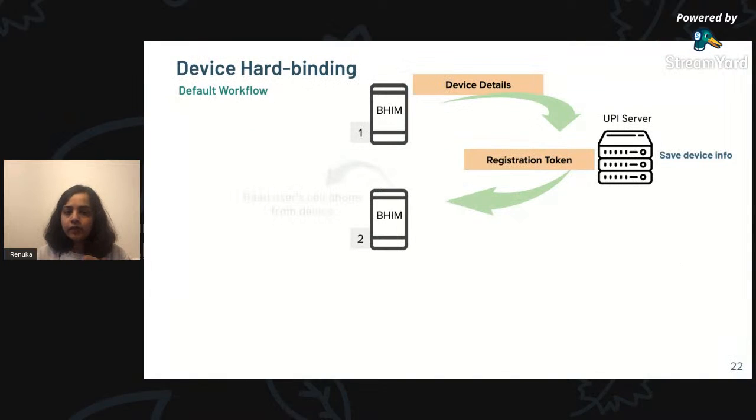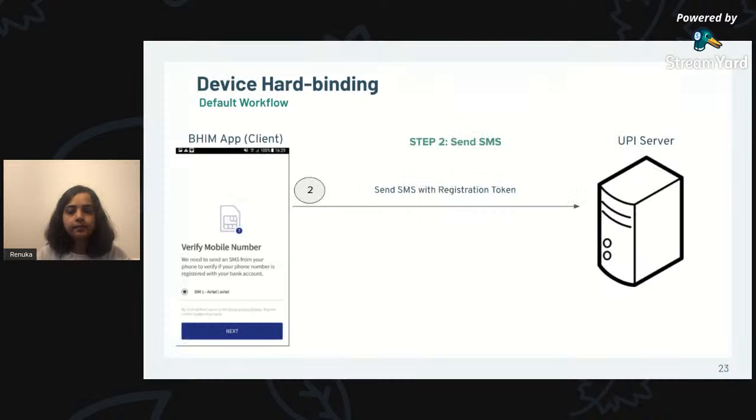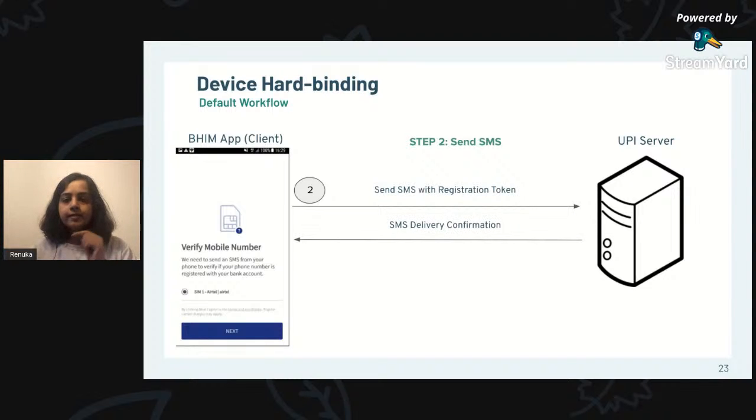In step 2 of the protocol, the Beam app on the user's device automatically reads a user's cell phone number from the device and sends an SMS containing the registration token to the UPI server. Under the hood, the Beam application allows a user to choose the user's SIM card, and based on the user's choice, it sends an SMS containing the registration token to the UPI server, and the UPI server sends an SMS delivery confirmation back to the client.